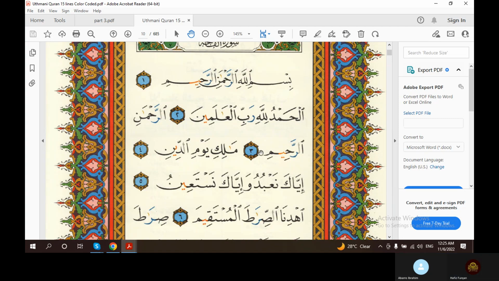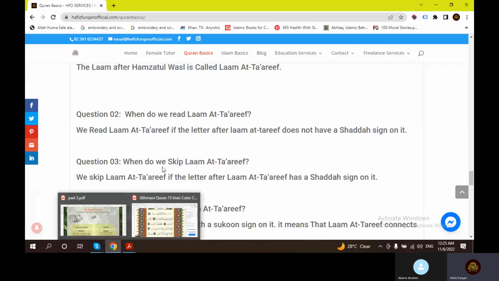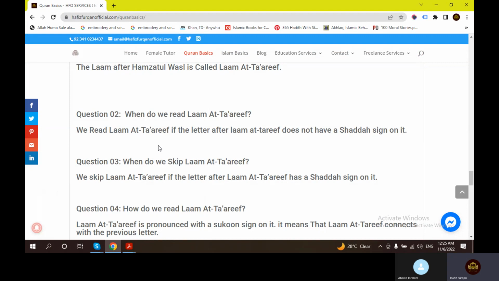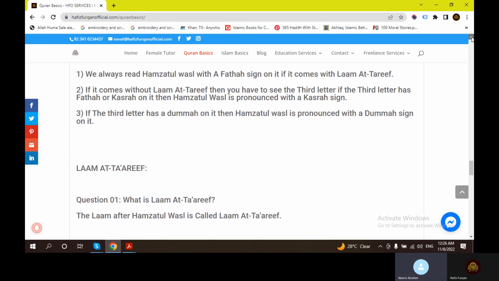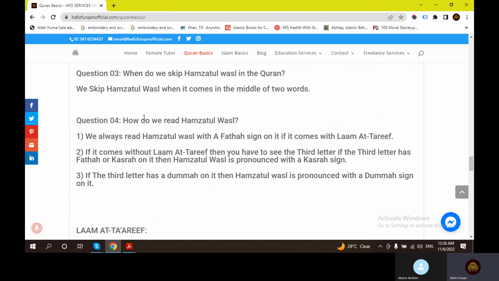I have mentioned this in the rules as well. Lam at-Tarif, like Hamzatul Wasl, Lam at-Tarif. See, this is mentioned here, everything. But I didn't teach you question number 4 right now, because then you will get confused a lot. Once you are going to read some pages of the Quran, then I will teach you this rule. So don't worry about question number 4 right now.